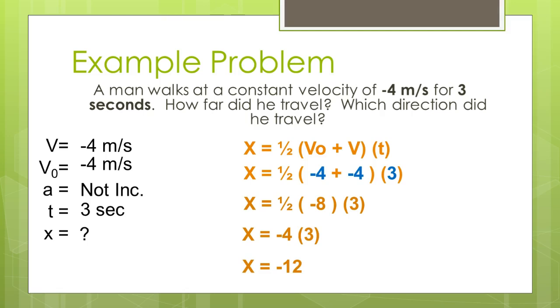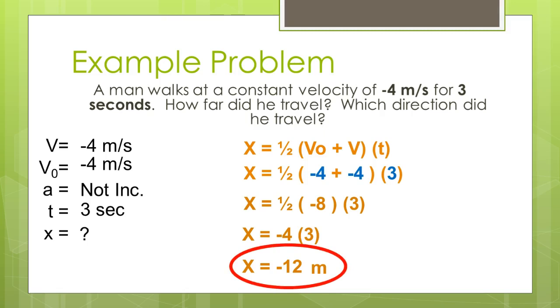So my final step is to put a unit on the actual answer and ask if it's reasonable. Well, the unit is meters because I know that x is displacement. Displacement is measured in meters. Is it reasonable? I need to look at this scenario. A man's walking with a velocity of -4 meters per second for 3 seconds. Well, negative means backwards. He's walking backwards for 3 seconds. If he walks backwards 4 meters every second for 3 seconds, that's a total of 12 meters in a backwards direction. My final answer is -12 meters.